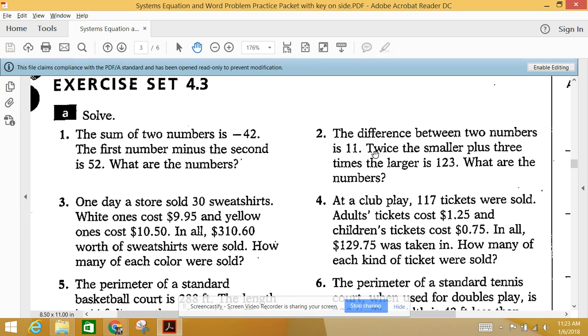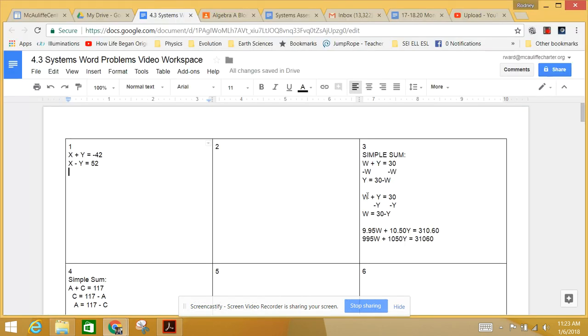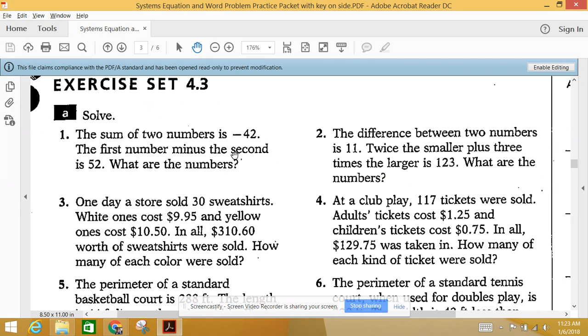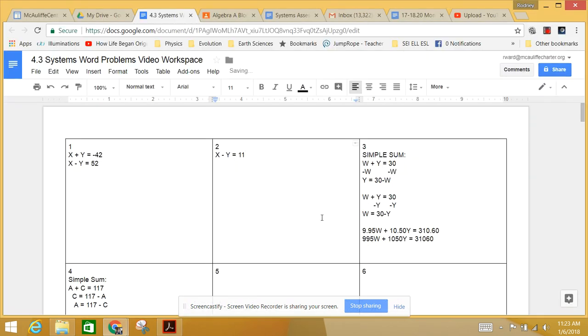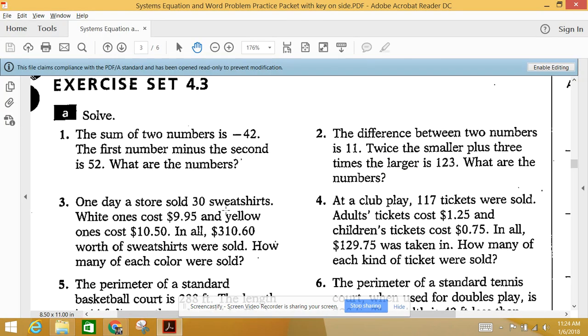So the difference between two numbers is 11. That is a straightforward subtraction problem. So x minus y equals 11. I've expressed that in equation form. The second equation is slightly more complicated, but not that bad. Twice the smaller number plus 3 times the larger is 123. They've told us we're doubling the smaller number and we're tripling the larger, and we're getting 123.